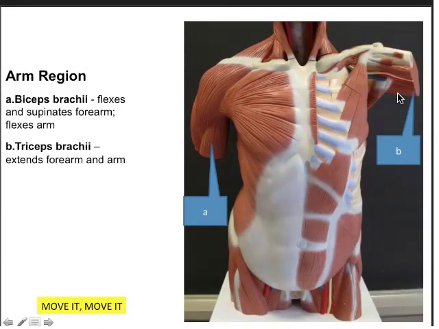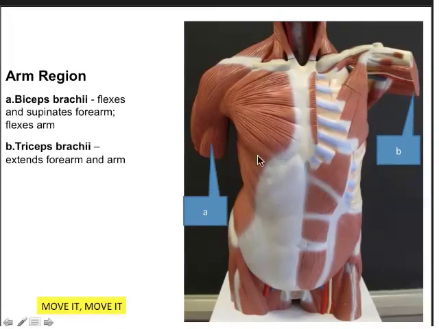And what it does is the opposite of the bicep. It extends the forearm, so it allows you to unbend the elbow, to extend the elbow. And it also extends the arm, so it's partially responsible for bringing the arm back behind the anatomical plane if you're in anatomical position. And we'll see those movements here in just a minute when we look at the actions of these different muscles.